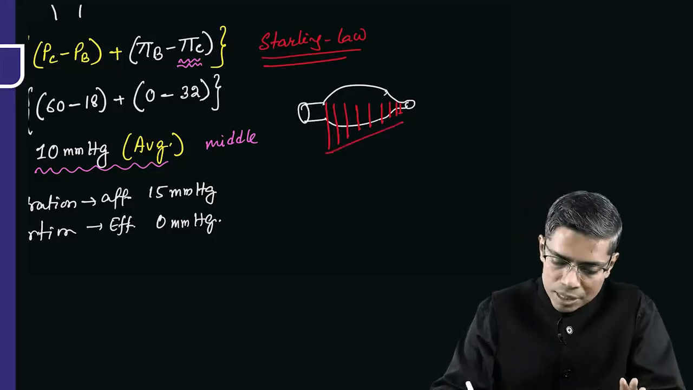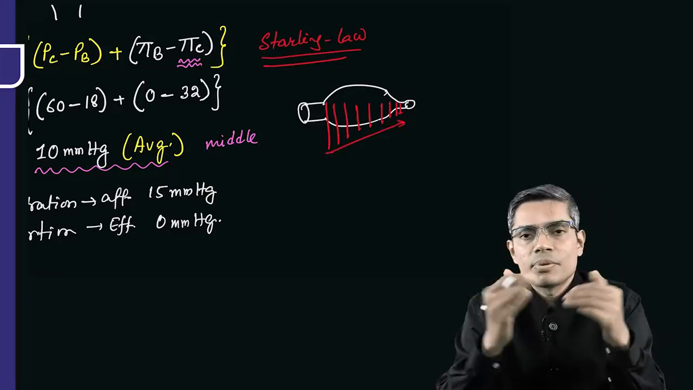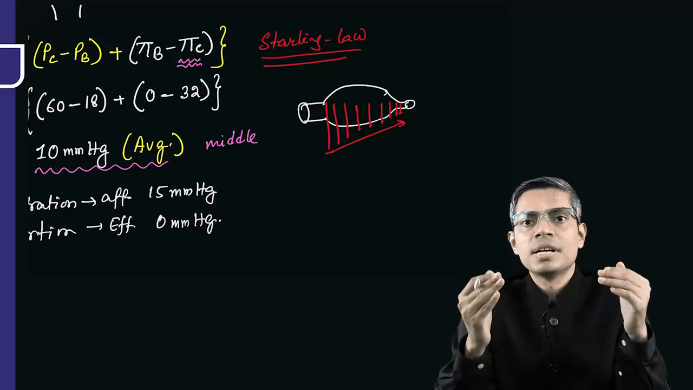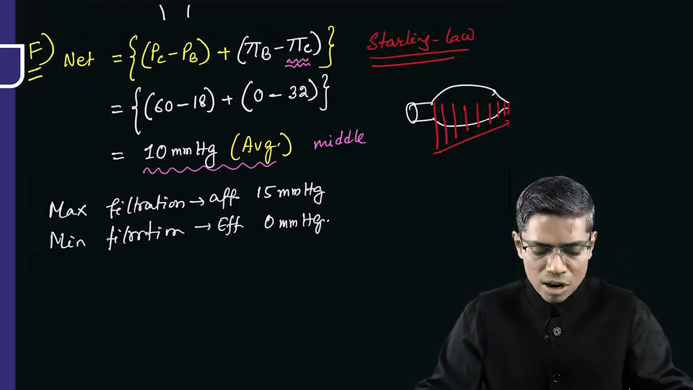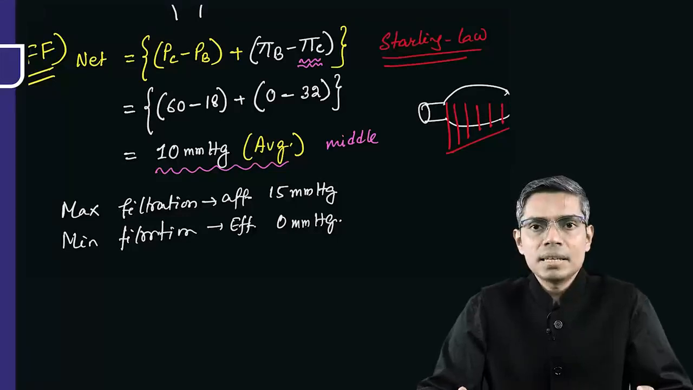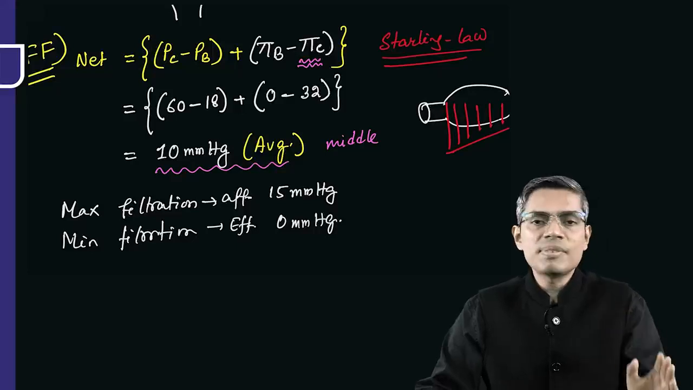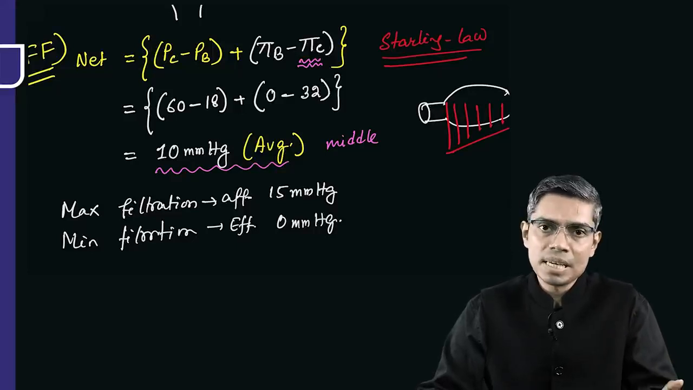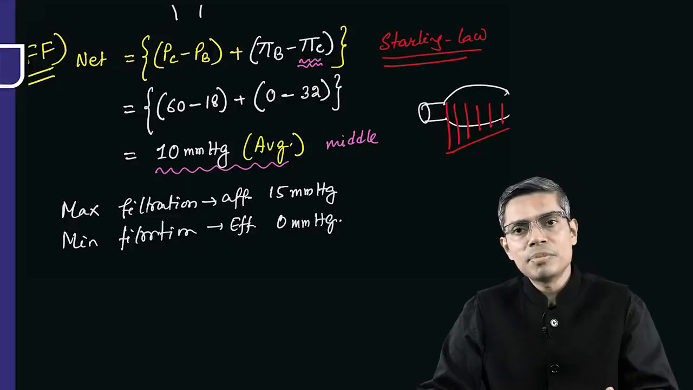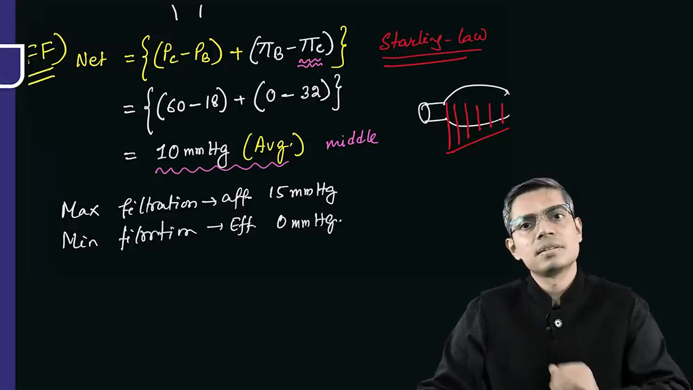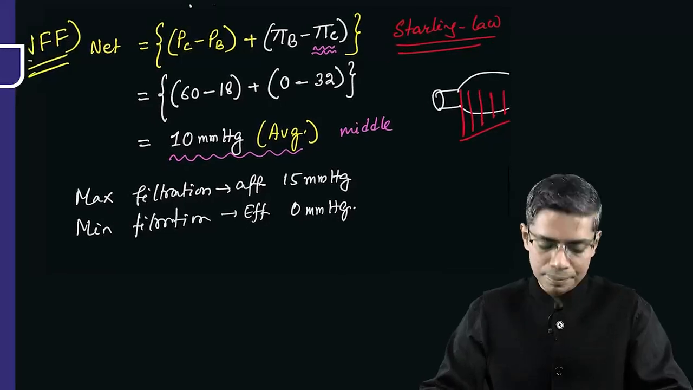So you have to remember that if the question is about the net force of filtration, that is the average force of filtration, and how much is that? That is only 10 millimeter of mercury. But whenever they are asking about the maximum force of filtration, your answer will be 15, and the minimum force of filtration is 0 millimeter of mercury.